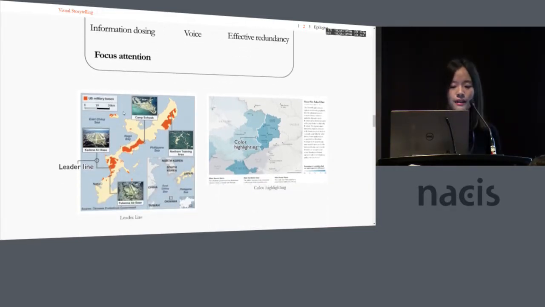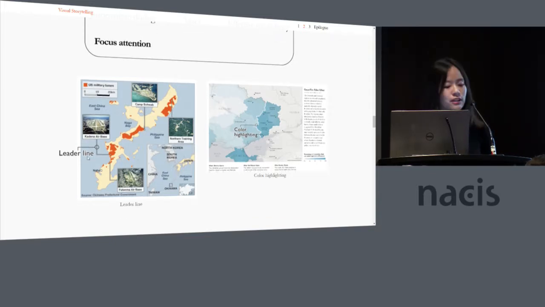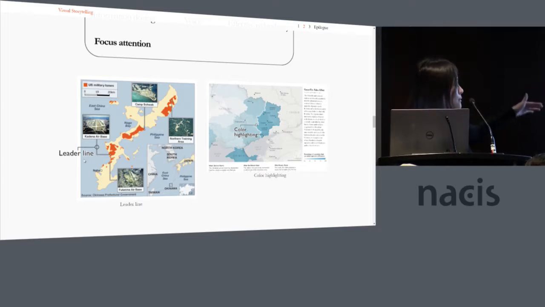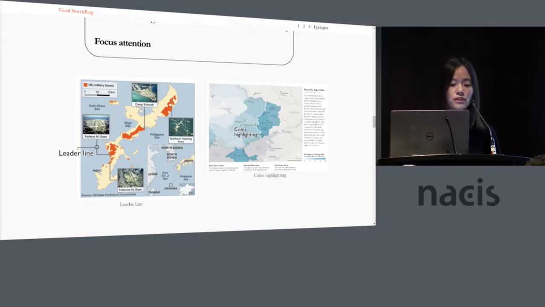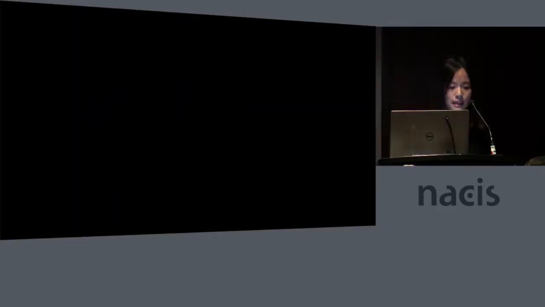And in my study, I focus on two different design strategies. The first one is the leader line. The leader line basically uses a line to connect annotations or images to the parts you want to address. And the second is color highlighting, which means you use a different outline color on the subject you want to address. And these are the two design strategies of the focus attention trope that I compared in my study.